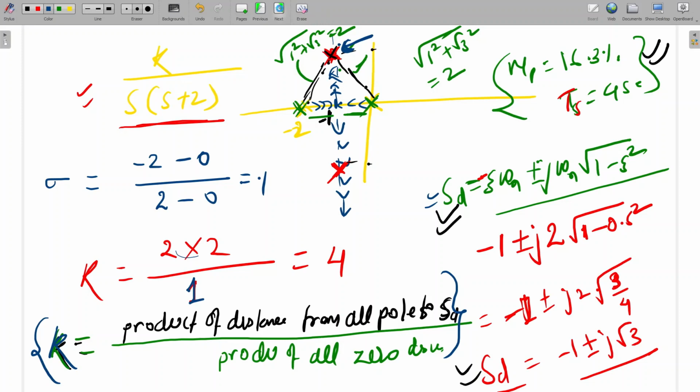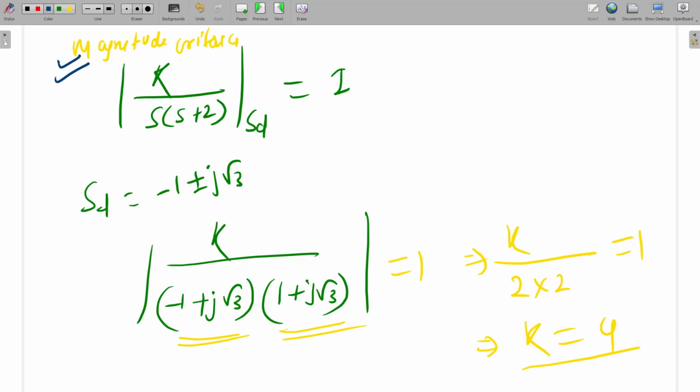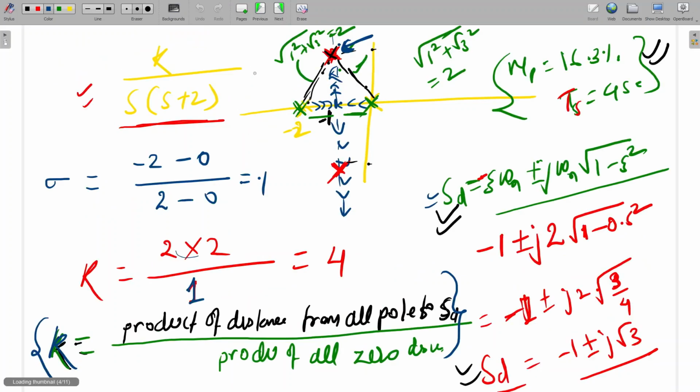Same thing we can do like this also, with the magnitude criteria. This method is only a short trick directly from the root locus. Is it clear? Yes, sir. Okay, moving to the next question.